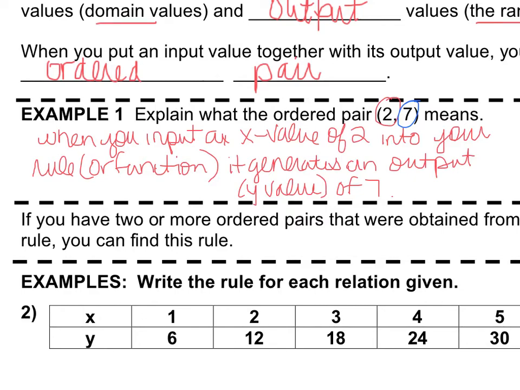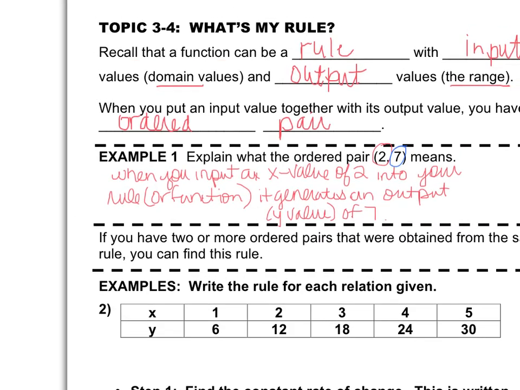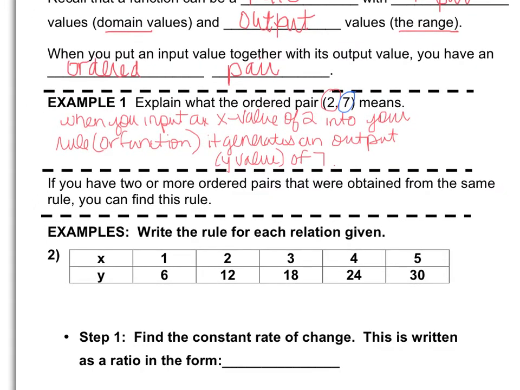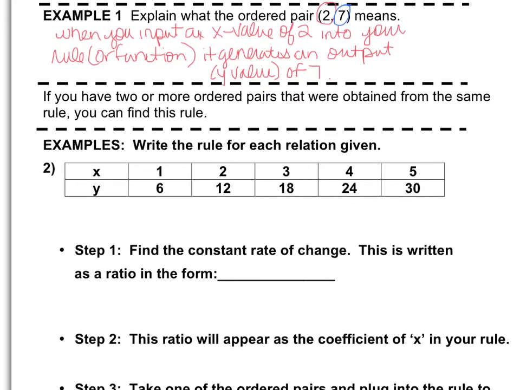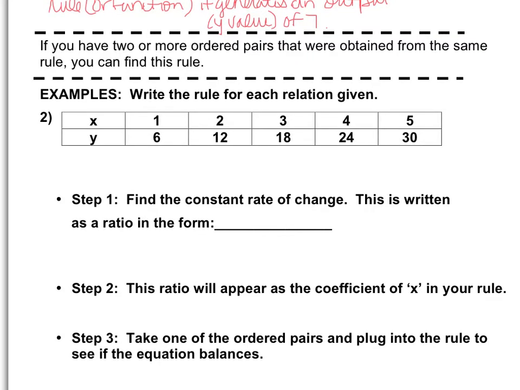Okay, if you have 2 or more ordered pairs that were obtained from the same rule, then you can find this rule. So in other words, if we have 2 or more ordered pairs that come from the same function, then we can figure out what that function is. So now we're going to look at a table and try to figure out what the rule or function is for these ordered pairs. The first thing you need to do is figure out what the x values are increasing by and what the y values are increasing or decreasing by.